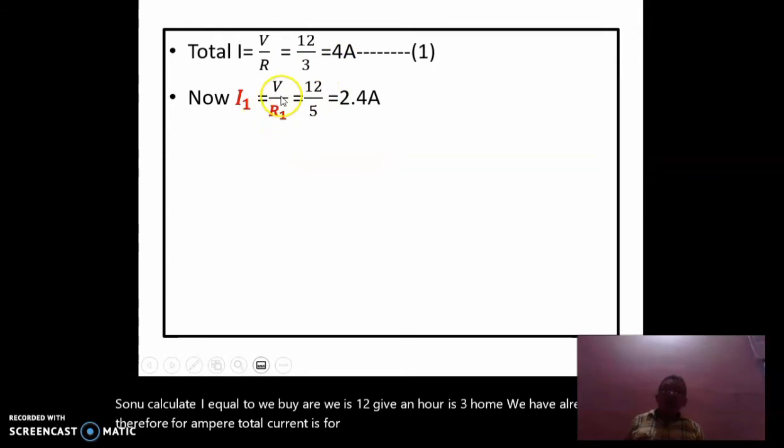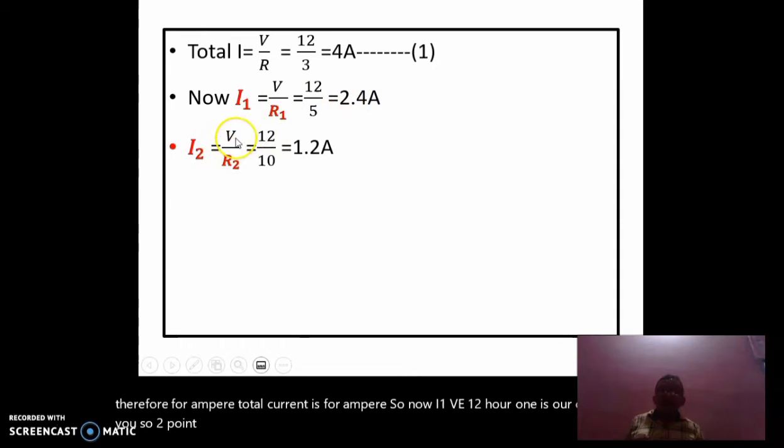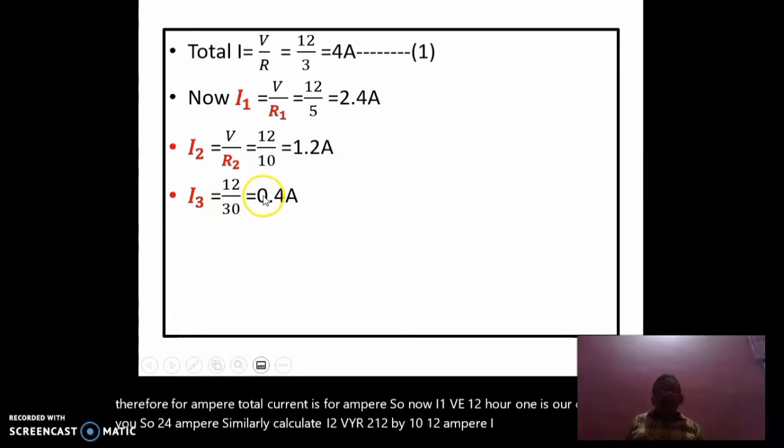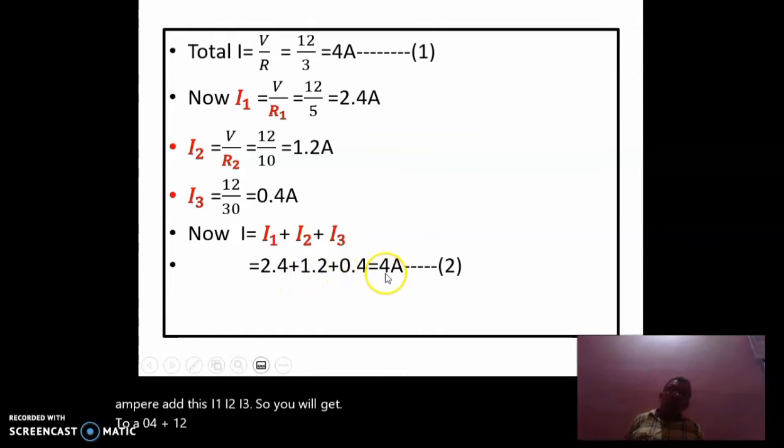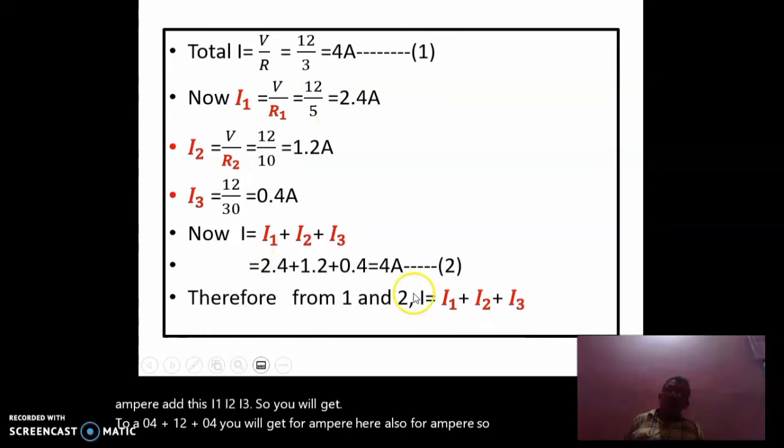So now I1. V is 12. R1 is given 5. So 2.4 ampere. Similarly calculate I2. V by R2, 12 by 10. 1.2 ampere. I3, 12 by 30. So 0.4 ampere. Add this I1, I2, I3. So you will get 2.4 plus 1.2 plus 0.4. You will get 4 ampere. Here also 4 ampere. So therefore we can say I equal to I1 plus I2 plus I3.